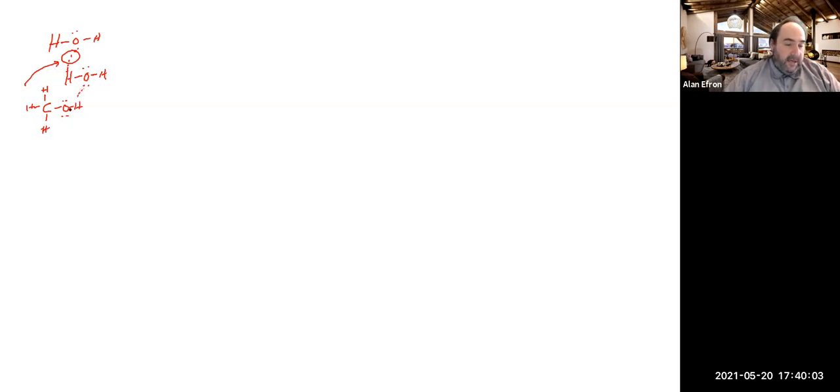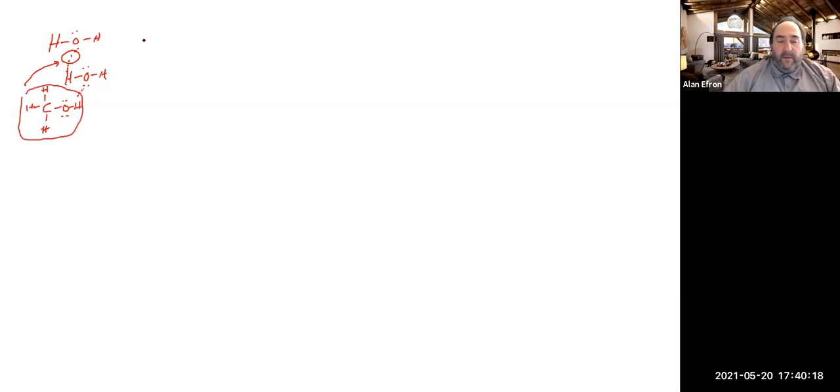And it's that interaction which allows something like methanol, for example, to be fairly soluble in water. It's also not ginormously big, so it's able to kind of fit in with all the water molecules that are around, and it makes it relatively soluble.